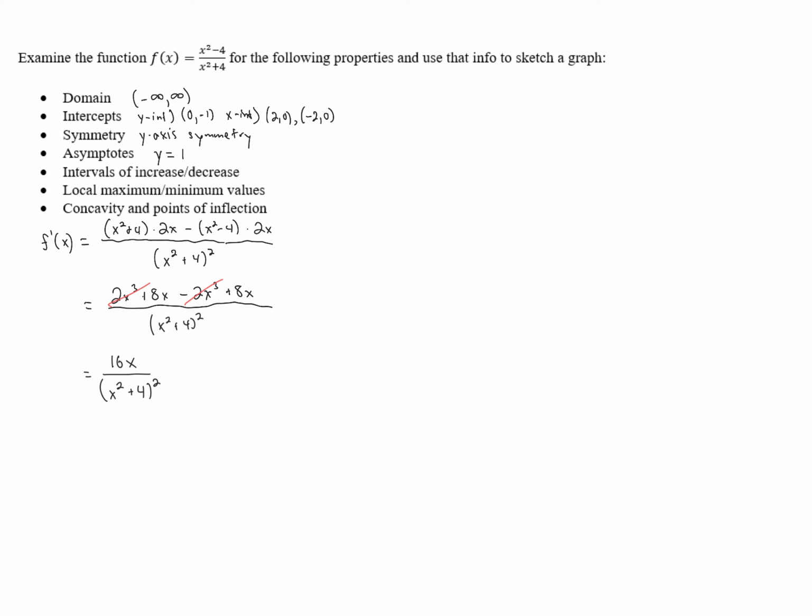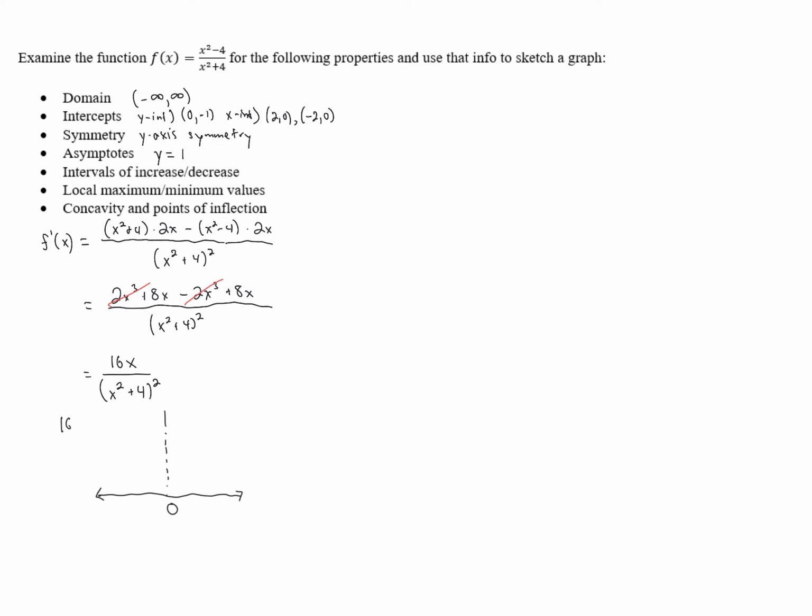We want to find the critical numbers, and the only critical number here is actually going to be 0, because that makes the numerator equal to 0. The denominator is never going to be equal to 0. It's always positive. So for our sign chart, the only critical number we have is 0.